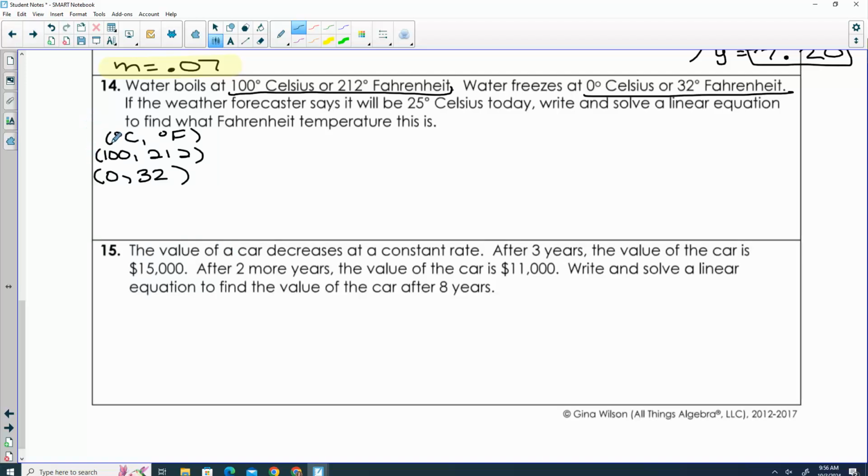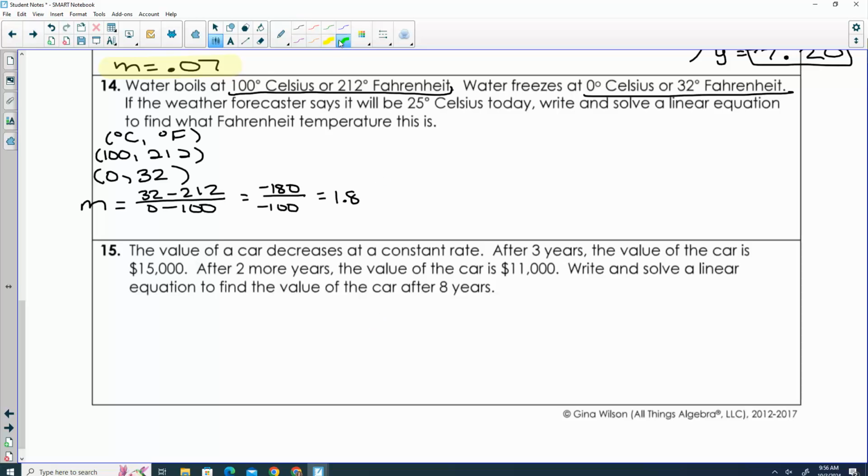If we have 2 points and I'm trying to write an equation, we need our slope between them. So slope, y2 minus y1 over x2 minus x1. 32 minus 212 is negative 180. 0 minus 100 is negative 100. So I get a positive 1.8. That is my slope.